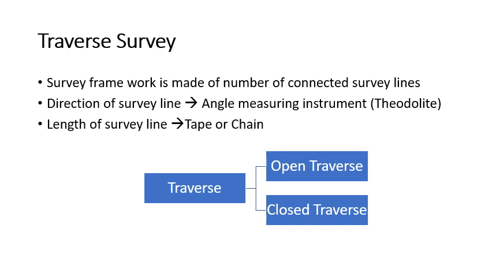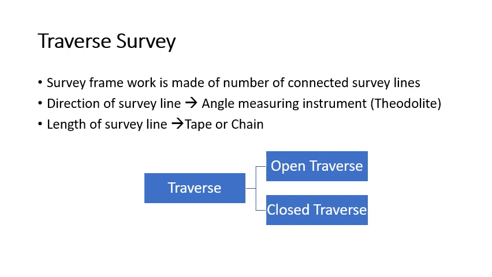These survey lines, which are connected together, have to be properly understood, and they can be understood by means of their direction as well as length. So in this survey framework, we can define each and every survey line by means of its direction and length. Direction of a survey line will be measured in terms of angles, and we can make use of the instrument theodolite for measuring the angle accurately. Length of the survey line we can measure either by using a tape or a chain.